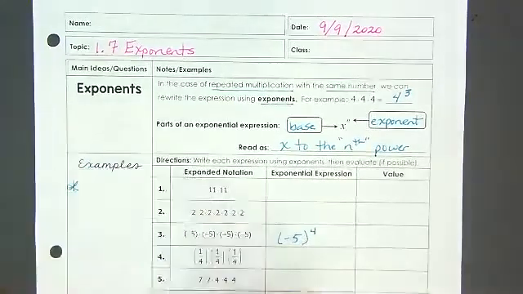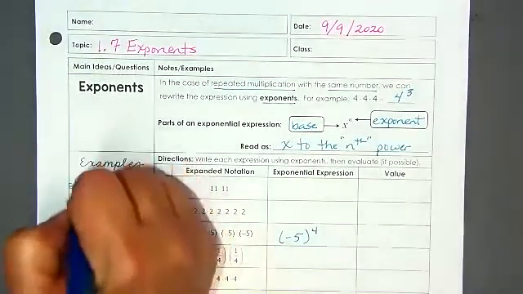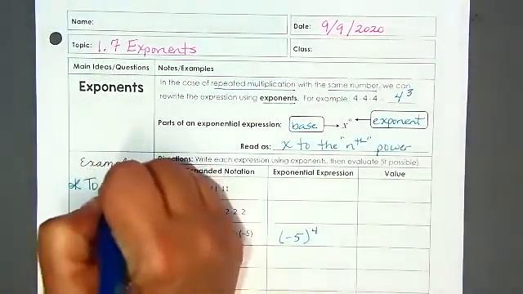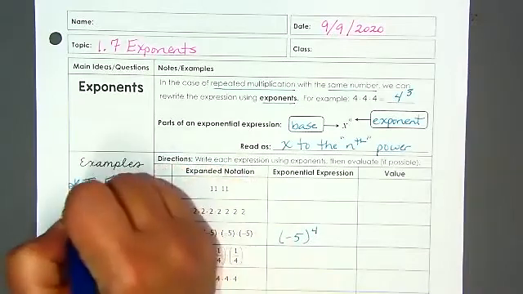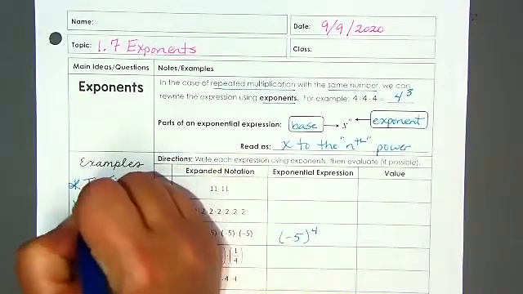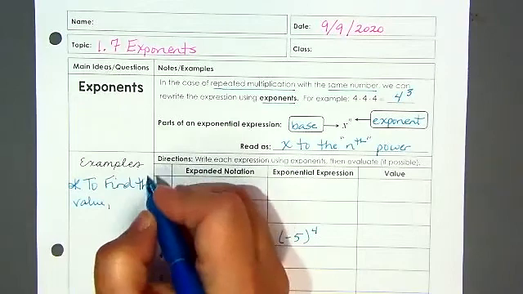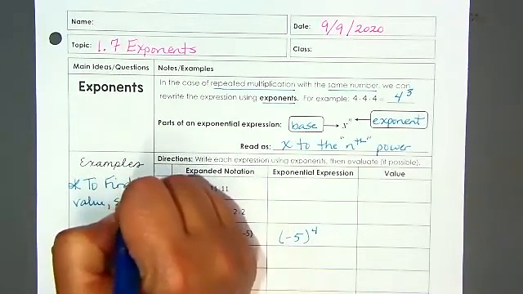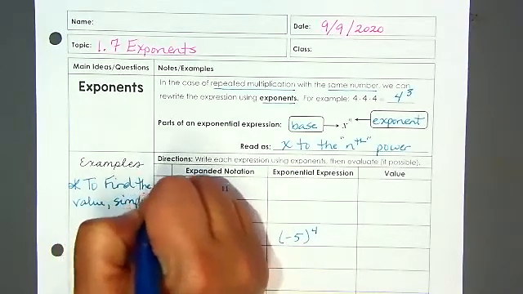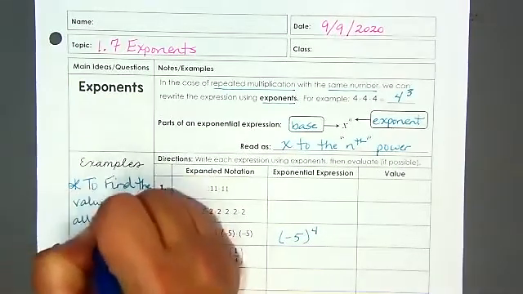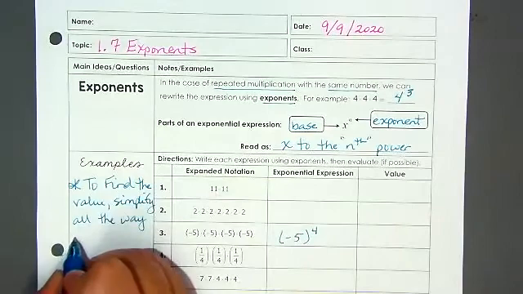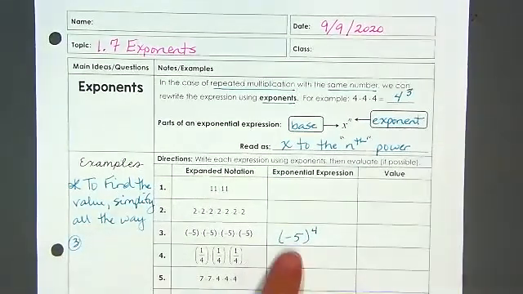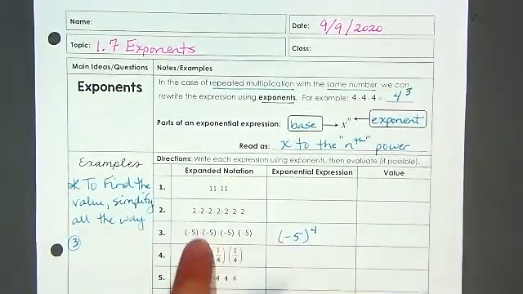So we're going to write a little note here. So we can say to find the value, simplify all the way. Okay, so for right here, I'm going to do some work. That means I'm doing -5 times -5.